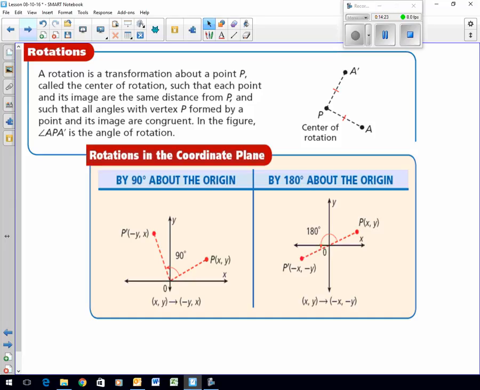Rigid motion, rigid transformation, means that objects keep their shape and size as I move them. It's easy to see in a translation. It's harder to see in a rotation. But everything keeps the exact same size. Congruent. It's identical.